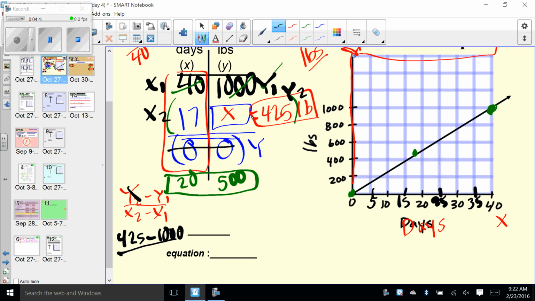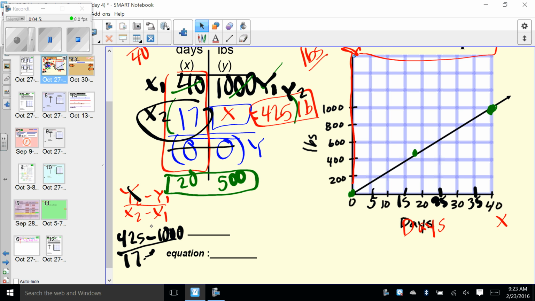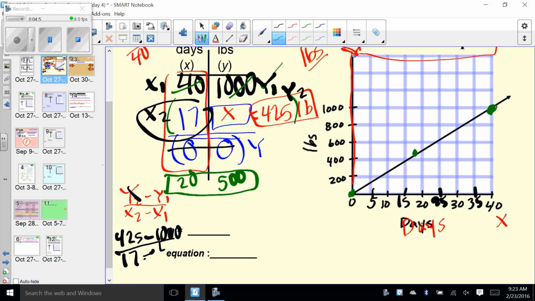My x2 value is 17, and my x1 value is 40. Okay, so if I stop, chop the numerator, my space is not great down here, I apologize for that. If I stop, chop the numerator, I get negative 575. And if I stop, chop that denominator, I have negative 23, it looks like.